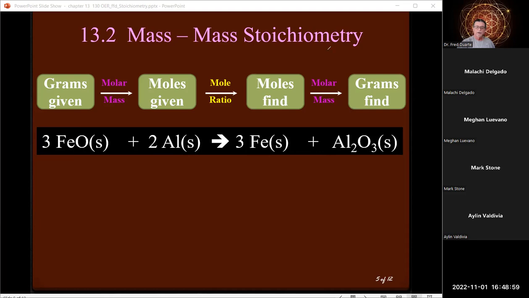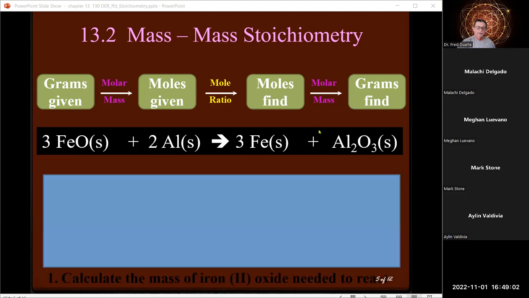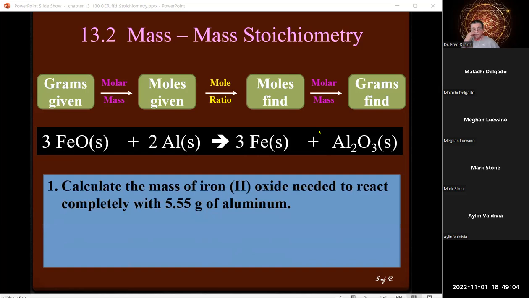All right, so we have it here, and we're going to have two questions. The first one says calculate the mass of iron 3 oxide needed to react completely with 5.55 grams of aluminum. Now, the thing to remember is to isolate only the reactants and products that the question asks for. Here it's saying calculate the mass of iron 3 oxide, so I circle that. That's what I'm concerned about.